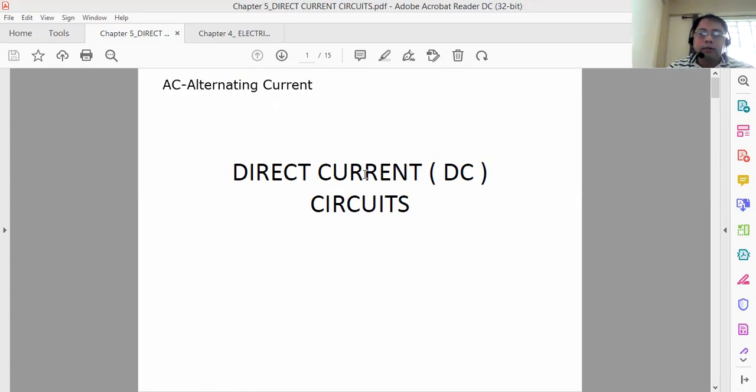Now in direct currents, there is a specific flow where the current is moving, and that is from the positive to the negative end. So that's why it's important that you connect the battery properly. Now, that's about our DC.